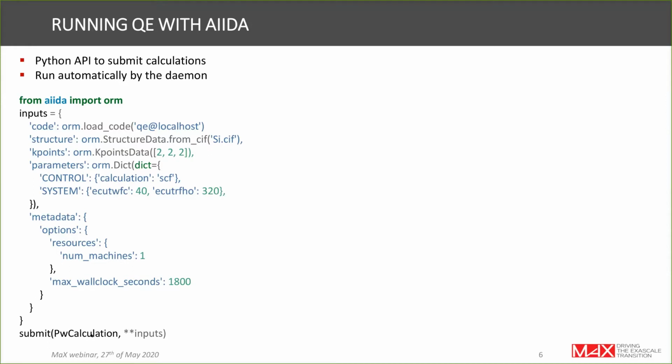Finally, I just submit this PW calculation with these inputs, and this submits it to the daemon, and the daemon will take over and take care of everything. It will make sure of creating all the input files, sending them to the machine where they need to be run. It will submit it to the scheduler. It will poll the scheduler for the job, to see whether it's finished. Once it's finished, it will retrieve all the output files, parse them, and store everything in a database. And there's nothing that the user has to do.